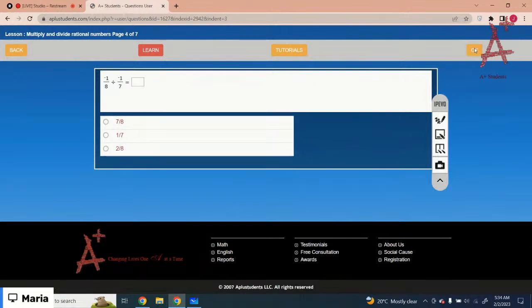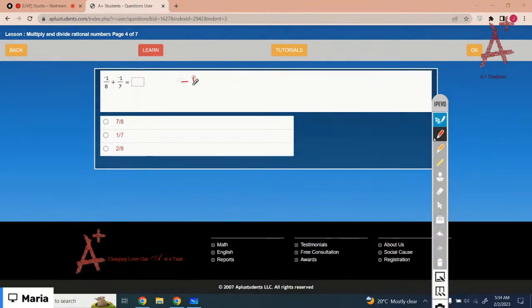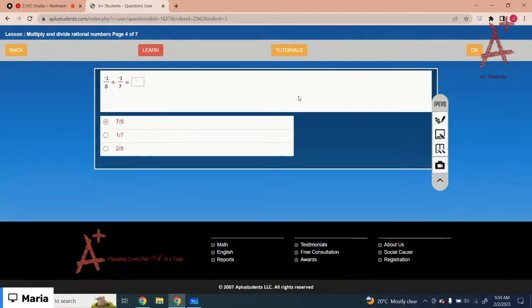Okay, the next one is negative 1 over 8 divided by negative 1 over 7. So just replace the division sign with multiplication. It would be negative 1 over 8 times negative 7 over 1. So you are multiplying two negative numbers, so the answer must be positive. So it is 7 over 8. Got it? Just select the correct option and click on the OK button.